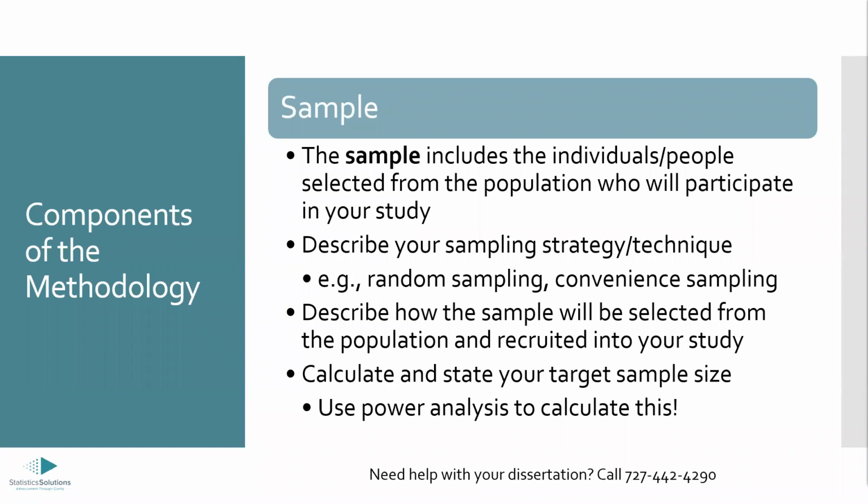Now, the population is different from the sample, which is just the individuals that you select from the population who will actually participate in your study. So the sample is only those people who are participating. And so you can think of the difference between the population and sample in terms of a fishing analogy.